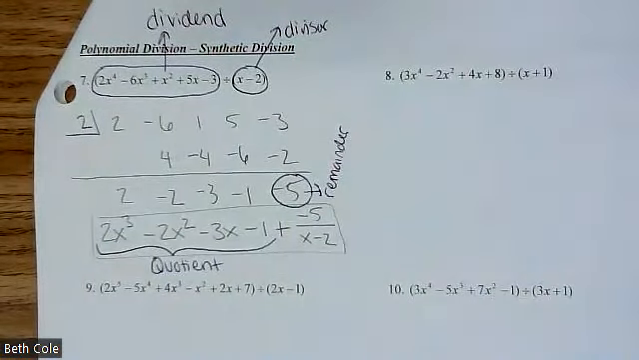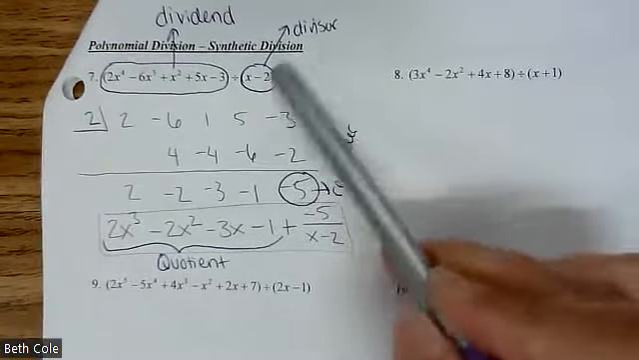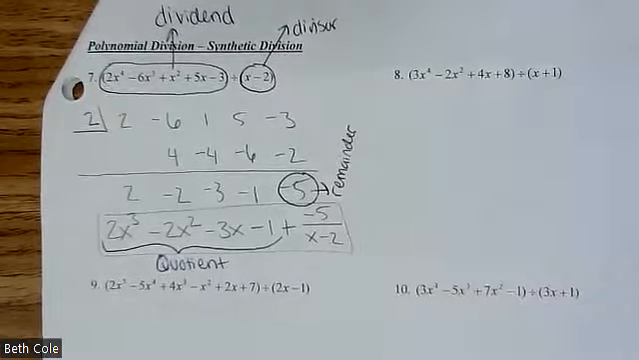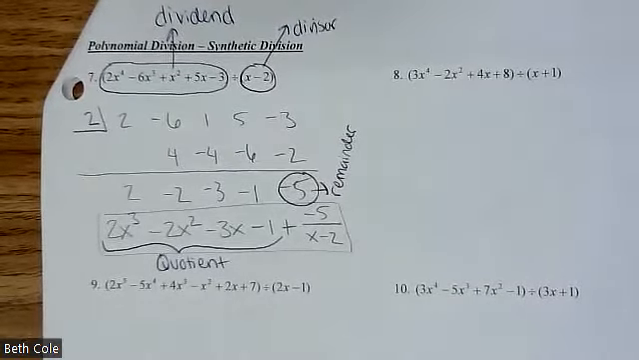Product means multiply. We divided, so it's quotient. Now, the only ones of those words I'll probably use a whole lot are divisor and remainder. But when I say those words, I just want you to know what they mean. I'm not going to put those on the test, okay? But you should know the vocabulary.